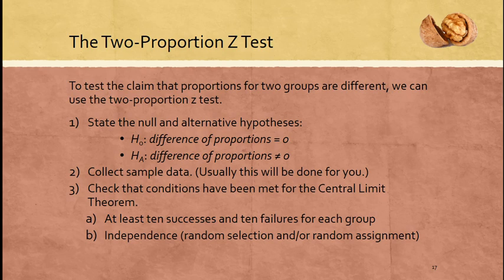From there, we would collect the sample data. Again, this will usually be done for you. After that, we would check to see if the conditions have been met for the central limit theorem. We want at least 10 successes and 10 failures for each group. We should have two different groups, and we also want to check for independence within each group. That is, random selection, random assignment. We also want to make sure the two groups are independent of each other.